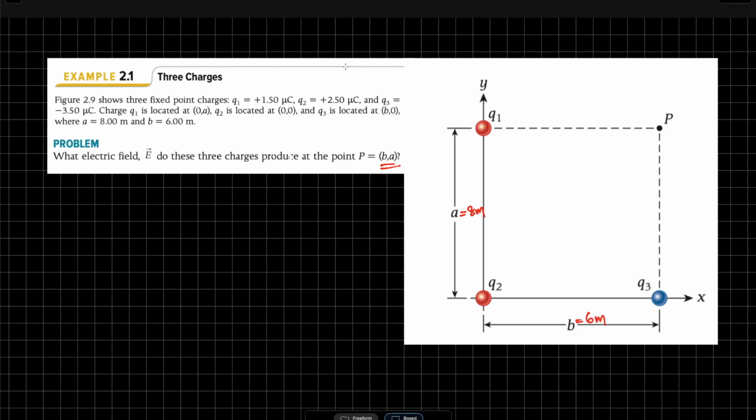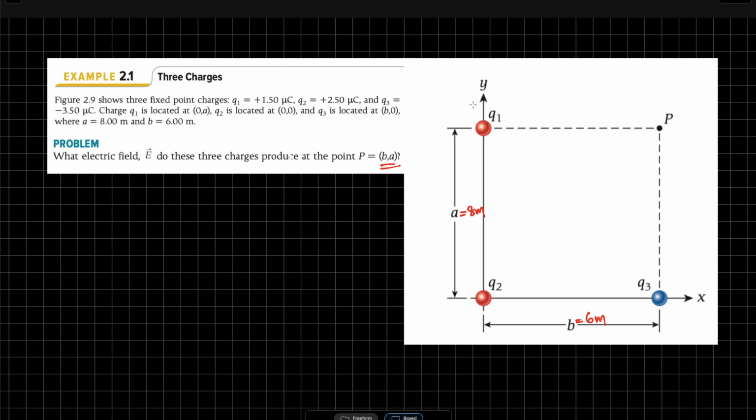Example 2.1, 3 charges. Figure 2.9 shows 3 fixed point charges. Q1 equals plus 1.5 microcoulomb, Q2 equals plus 2.5 microcoulomb, and Q3 equals minus 3.5 microcoulomb. Charge Q1 is located at (0, A), Q2 is located at (0, 0), Q3 is located at (B, 0), where A equals 8 meters and B equals 6 meters. What electric field E do these 3 charges produce at point P, which has coordinate (B, A)?